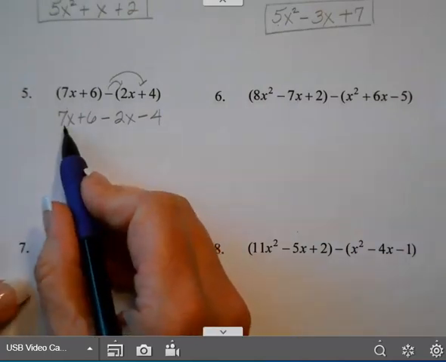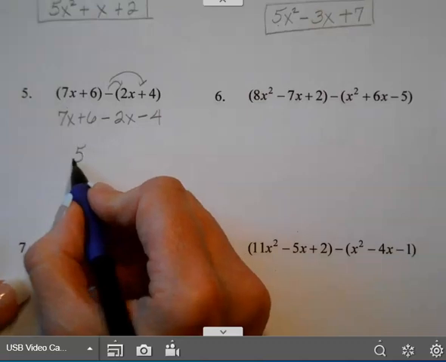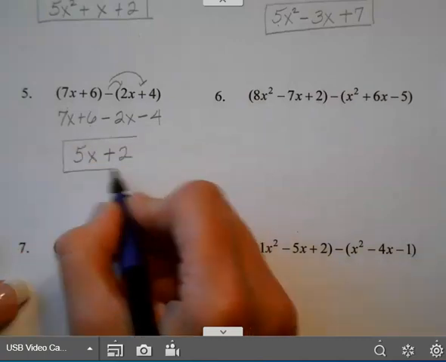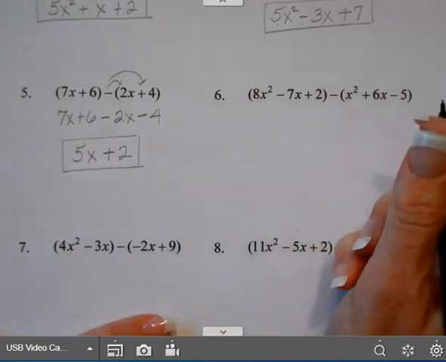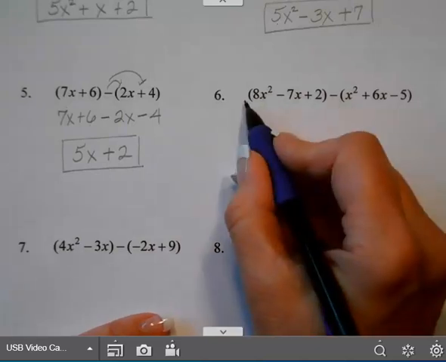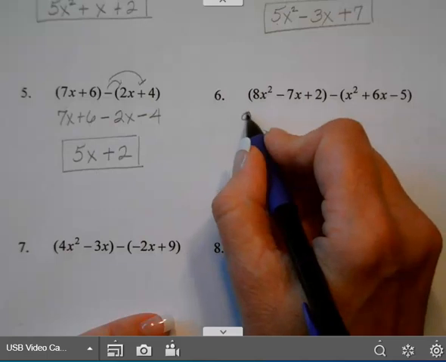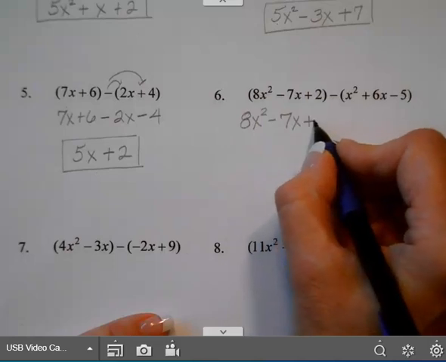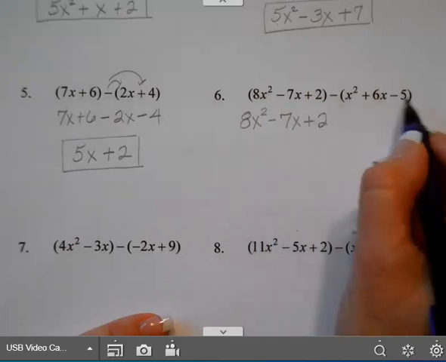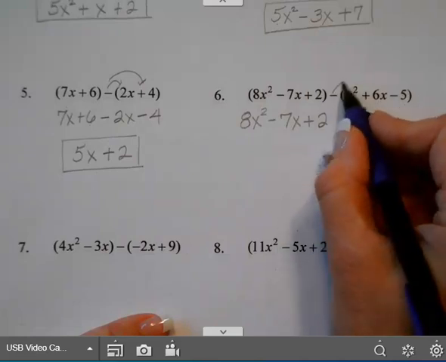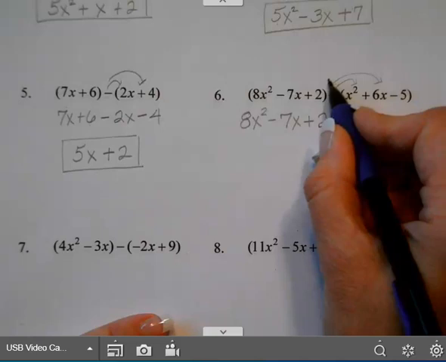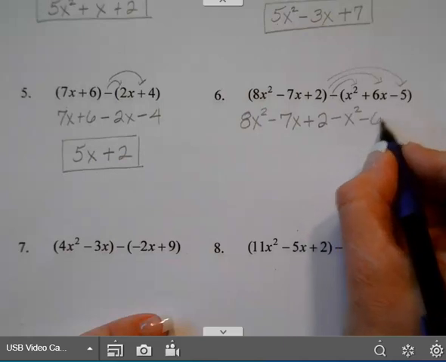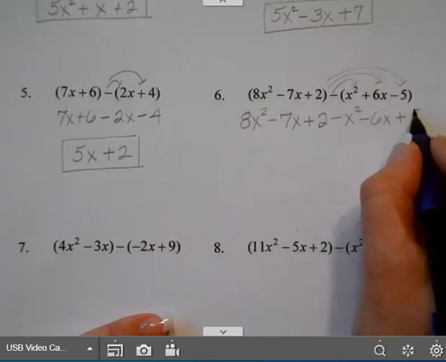Collecting your like terms, 7x's minus 2x's give you 5x. And 6 minus 4 is positive 2. On number 6, notice I have a minus. I don't have a minus in front of my first one though, so I can drop the parentheses on my first polynomial. But then I'm subtracting my next one. So everything in here I have to subtract. So I'm taking the opposite of all of those. That gives me negative 1x squared minus 6x plus 5.